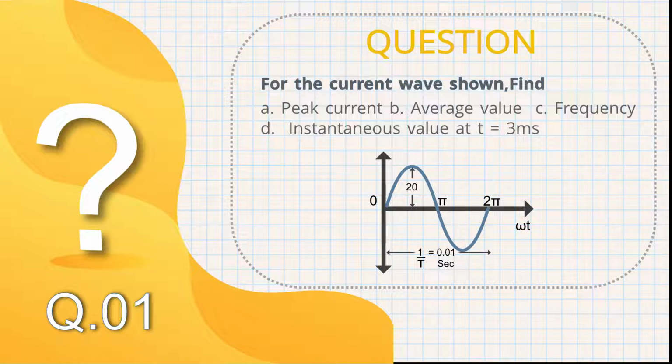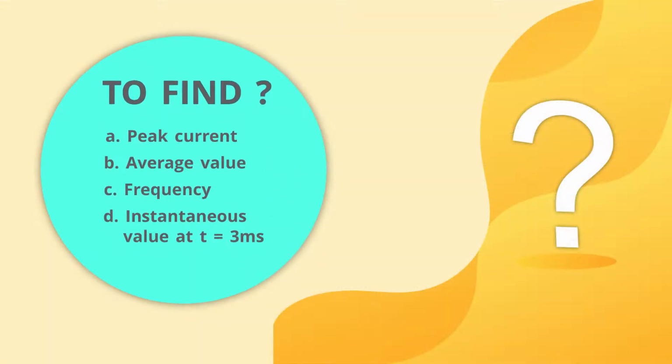In this problem, we have been given a sinusoidal current waveform. We are supposed to calculate the peak value of the current, its average value, frequency, and the instantaneous value at t is equal to 3 milliseconds.